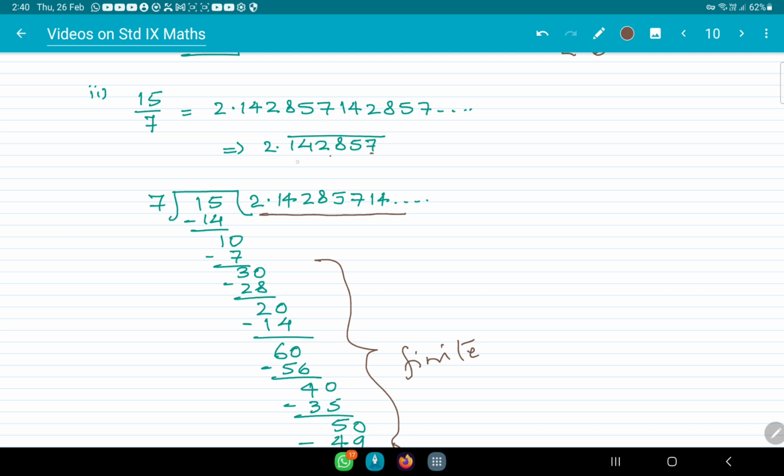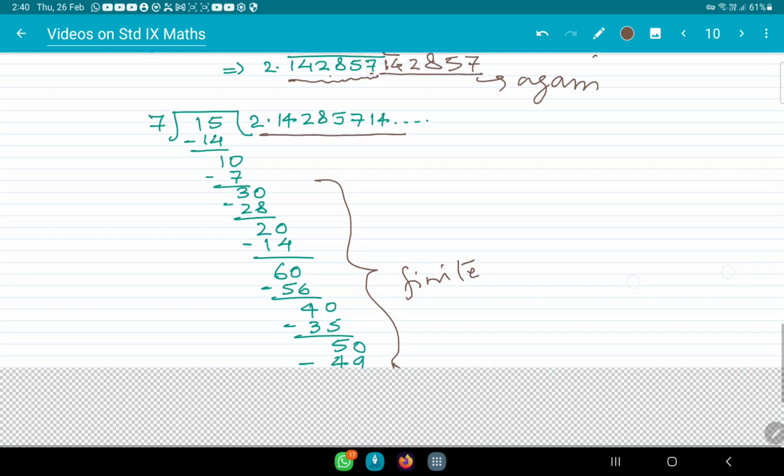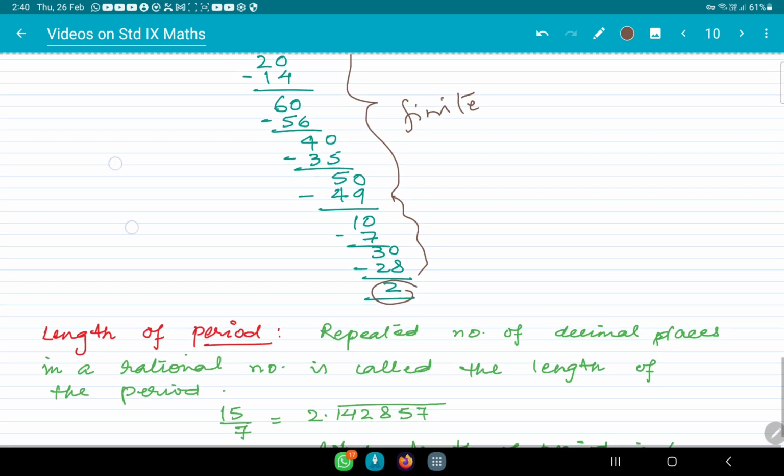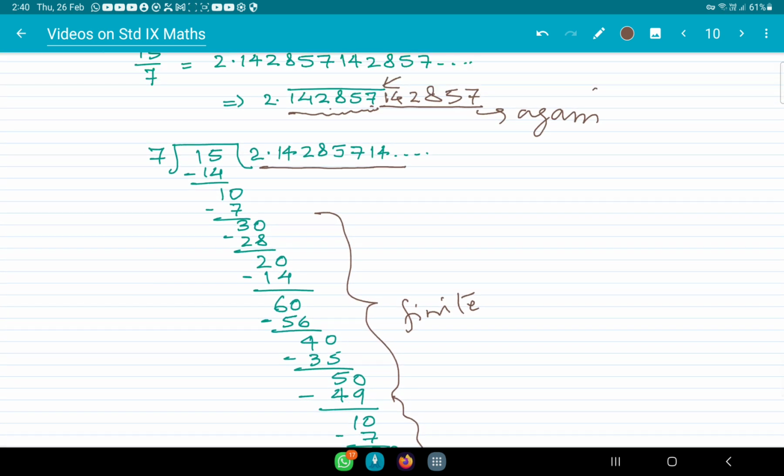So what we will see is 2.142857, and this 142857 is repeating again. Since it is repeating again, we will make a bar over 142857. What does this bar show? Again I am explaining to you. This bar shows that next time you will get 142857 again. Through this we can say that it is repeating.